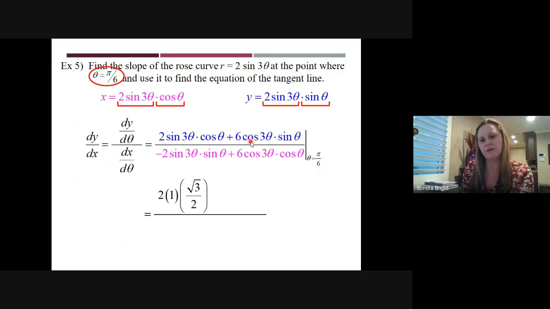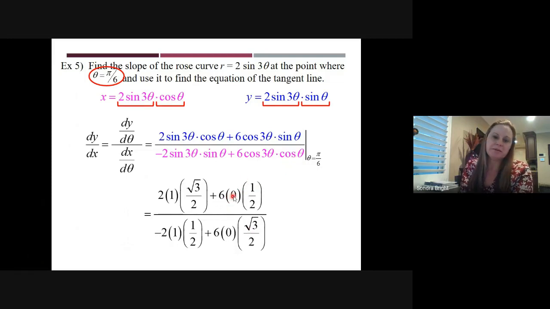Then you'll have a plus sign and a 6, and then plugging pi over 6 in here, you're looking at cosine of pi over 2. Well, that'll be 0. And then sine of pi over 6, if you remember, is 1/2. So that's where I'm getting the 6 times 0 and then times 1/2. On the bottom, you'll have a negative 2, sine of pi over 2, so that'll be a 1, and then sine of pi over 6, which is a 1/2. So you'll have negative 2 times 1 times 1/2, and then a plus 6 times cosine of pi over 2, that'll be 0. Cosine of pi over 6 is root 3 over 2.